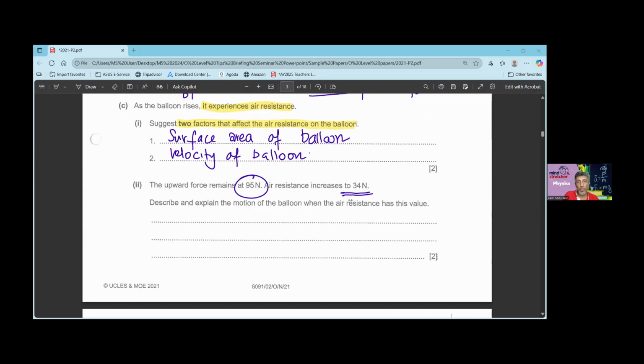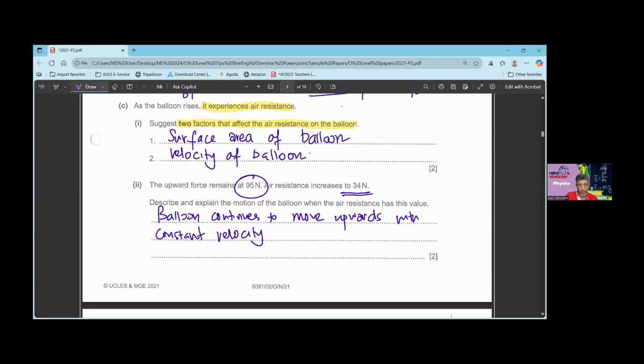Resultant force is 0, correct? The balloon travels upwards at a constant speed. Excellent. So balloon, guys, cannot say balloon comes to a stop. Balloon continues to move upwards with constant velocity or constant speed because you already gave the direction.